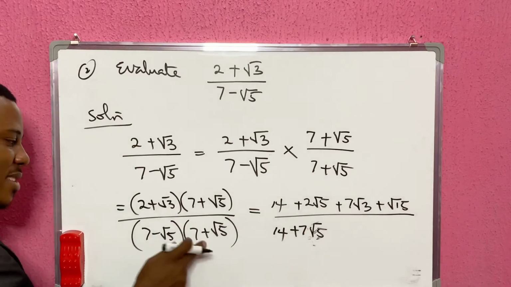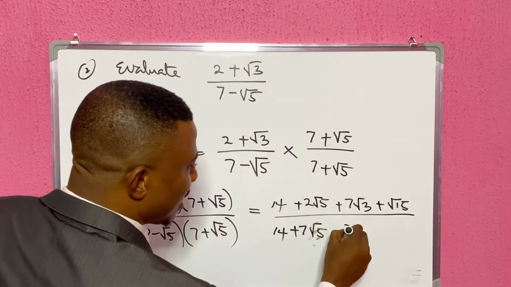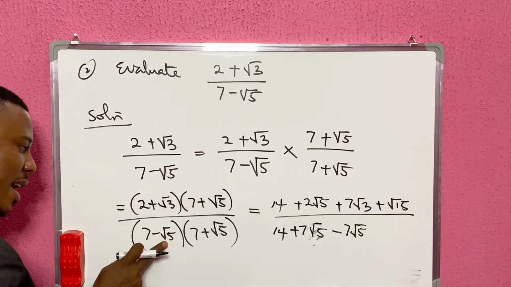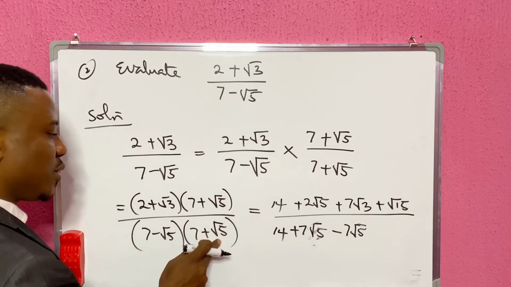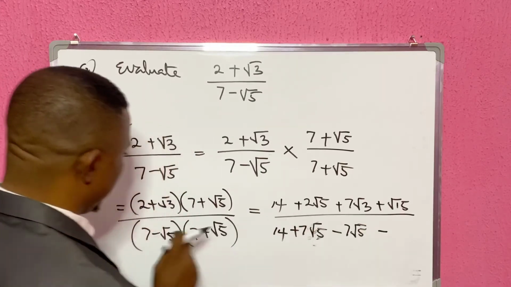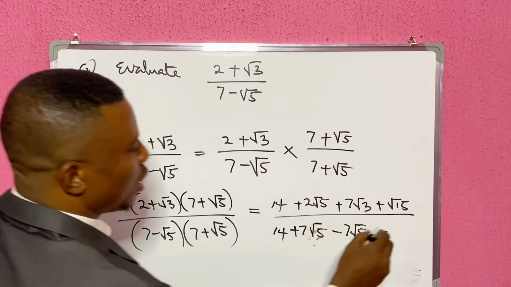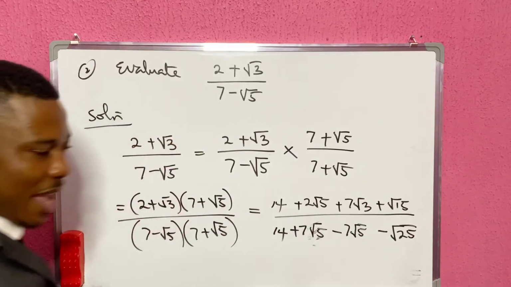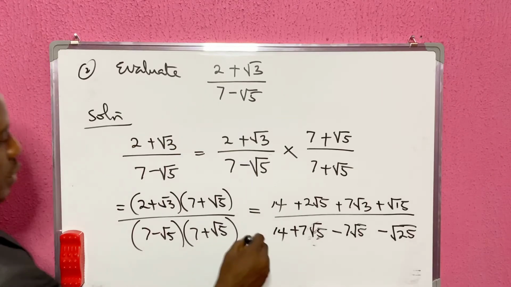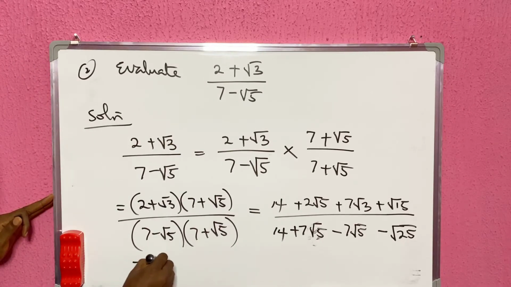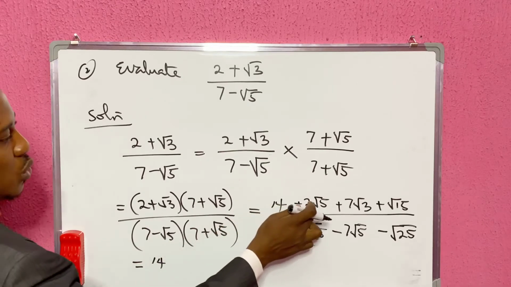Minus root 5 times 7, minus 7 root 5. Minus root 5 times plus root 5: minus times plus is minus. Root 5 times root 5 is root 25, or you write 5. So this will give us 14.